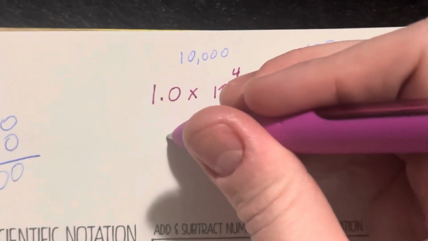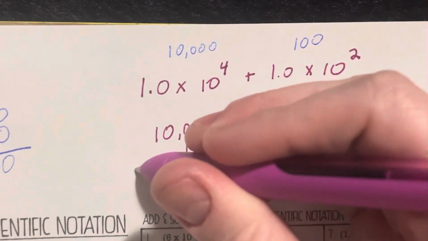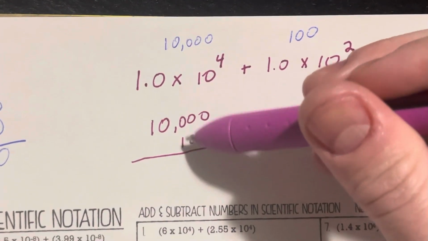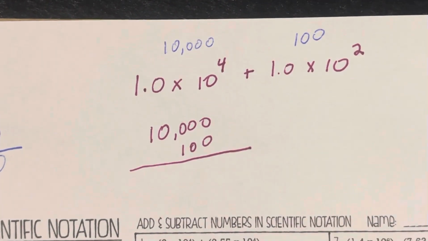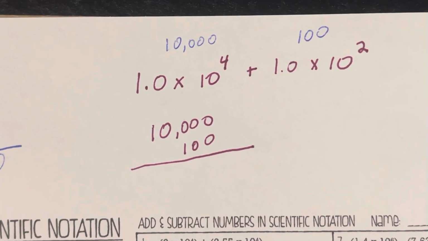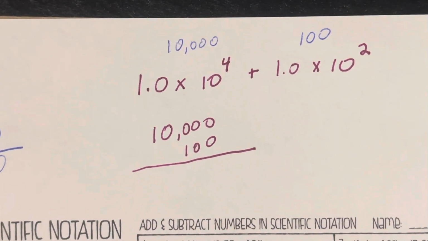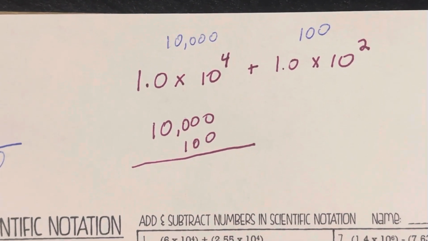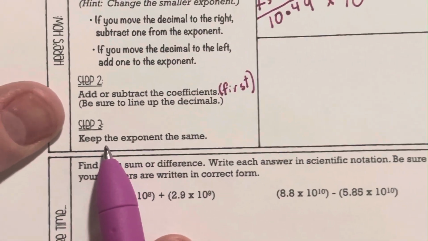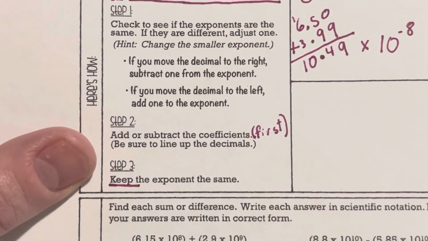When we add 10,000 plus 100, we brought down these place value zeros. We didn't get any more place values by adding 100. We didn't get any less place values by adding 100. So adding is different than multiplying in that way. Okay, so we're going to remember, very important on number 3, this is different. We are going to keep the exponents the same.